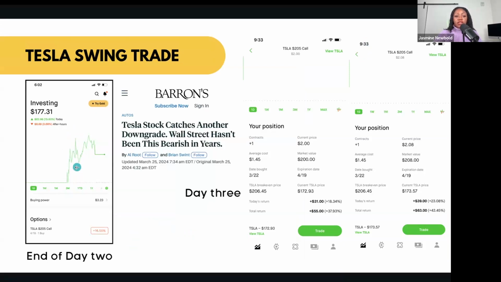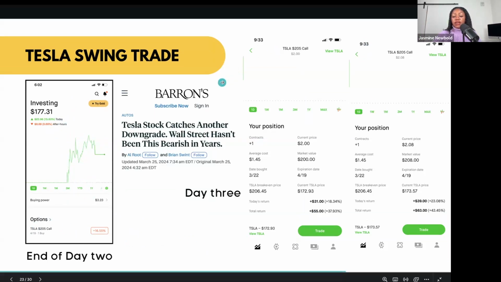This is how my day 2 ended. Kind of choppy, but still all green. Never went into the red at all. All green for the day. Ended the day with 15% on my account with this one call.